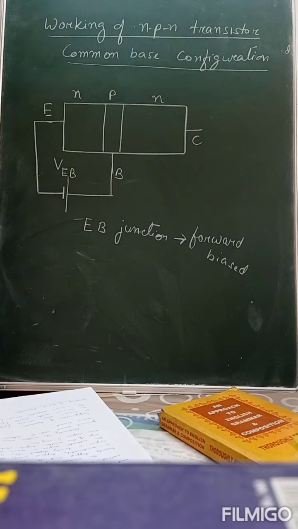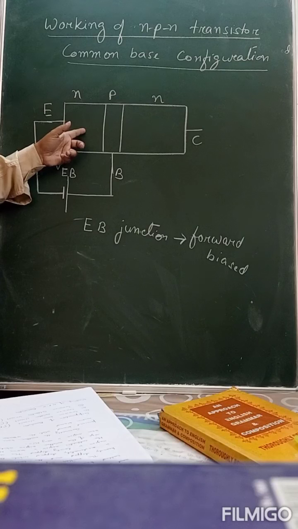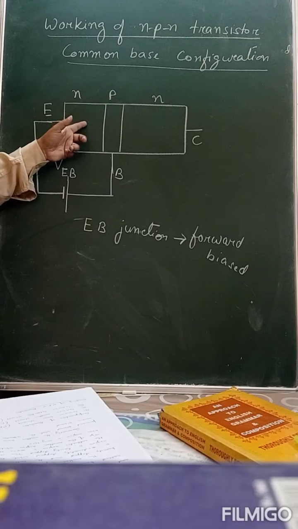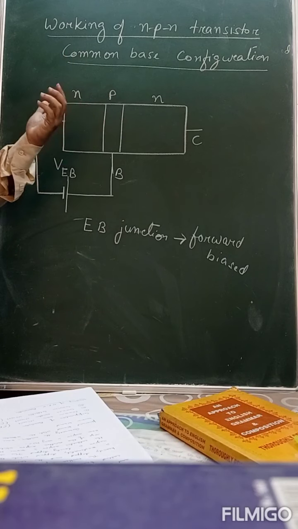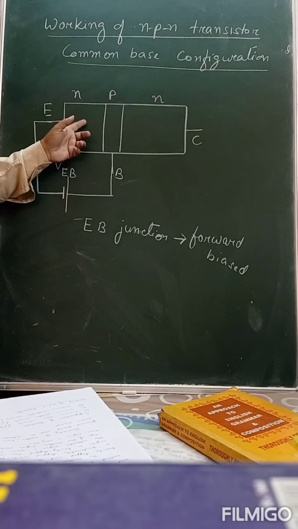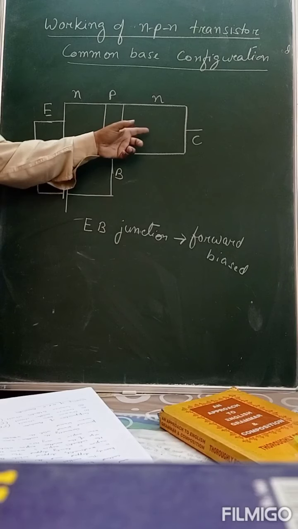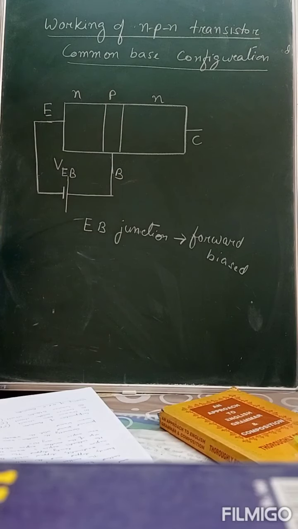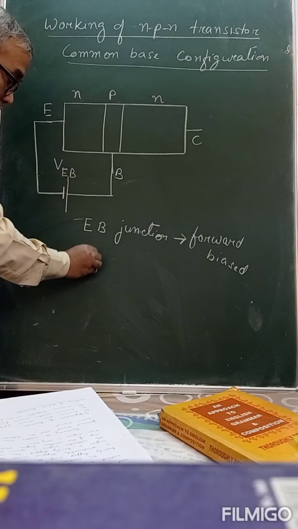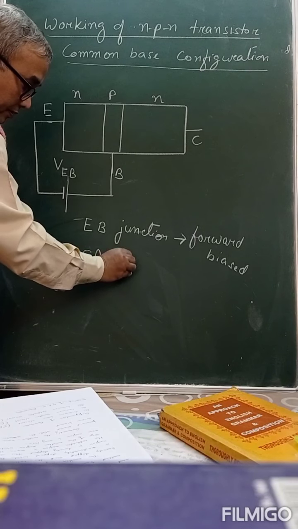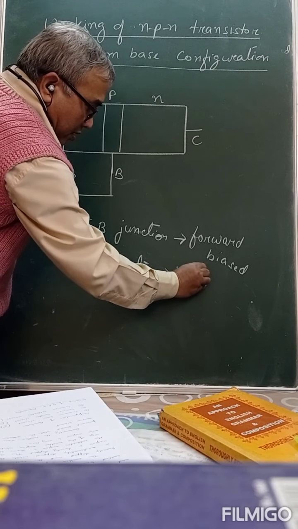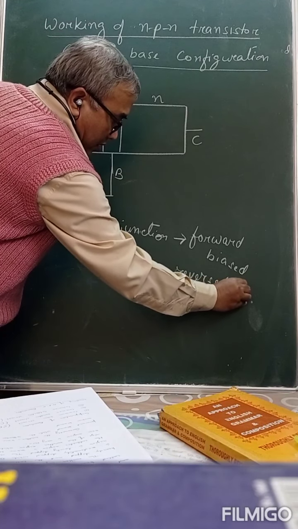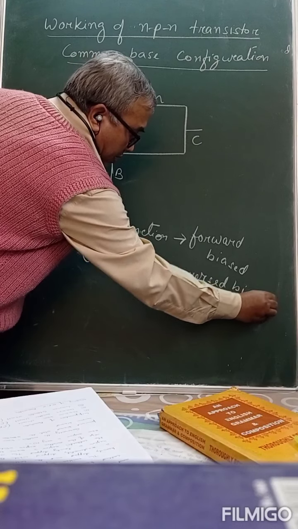Now the collector should be reverse biased. The basic aim of the collector is to collect the majority charge carrier emitted by the emitter. Therefore its basic aim is to receive the majority charge carrier moving from emitter to collector through the base. So the collector base junction is reverse biased.